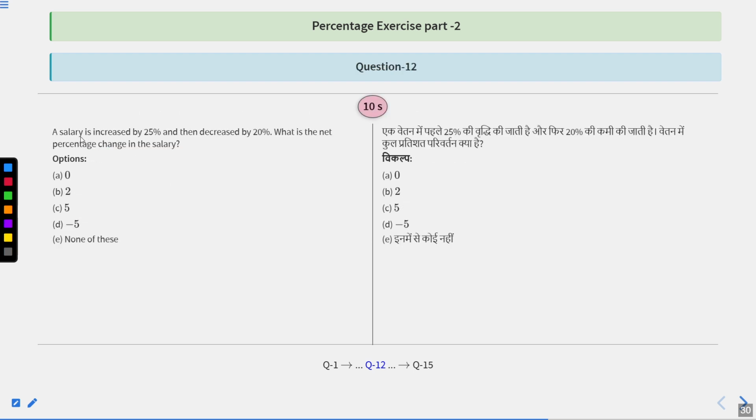Next is, a salary is increased by 25% and then decreased by 20%. What is the net percentage change in the salary? You have 5 options and 10 seconds to solve this question. Your time starts now.